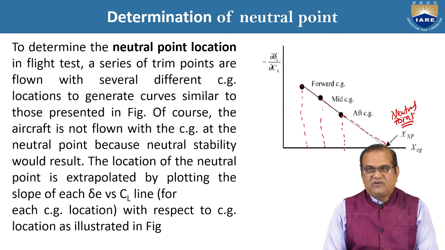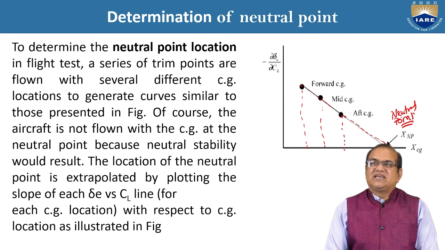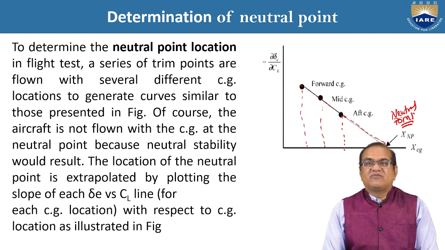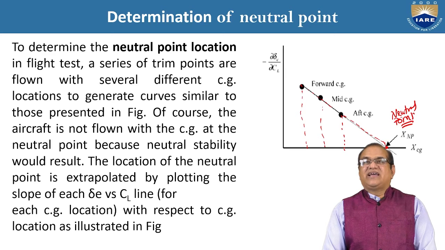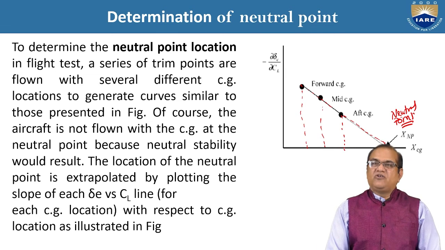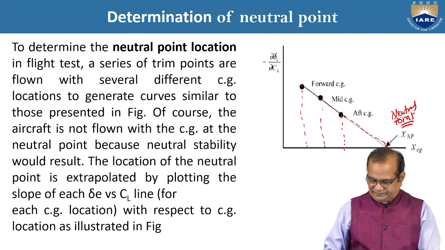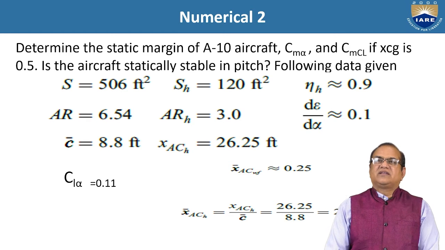And why do we need to find it out? Because this will give the status of the stability of the aircraft. At no case should the CG location go behind the neutral point. Otherwise, the aircraft will be unstable, and not only statically; if the aircraft is statically unstable, it will always be dynamically unstable. So we have to ensure that the aircraft is normally statically stable in all types of situations. Here we have one small numerical.